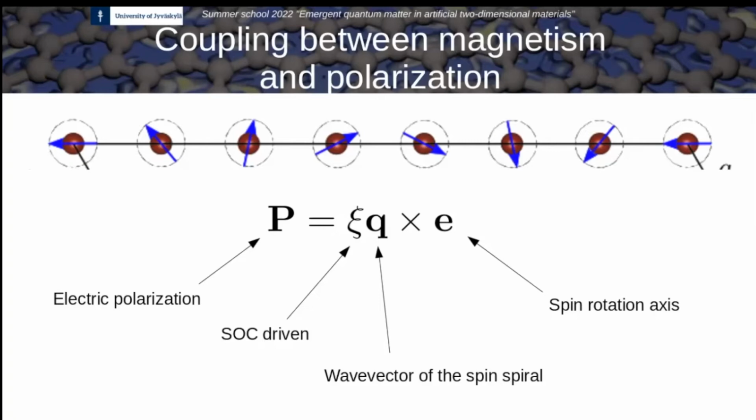Oh, this is the intrinsic spin orbit coupling. Oh, so it's not... Strength. Yeah, it's the strength. It's the atomic spin orbit coupling.